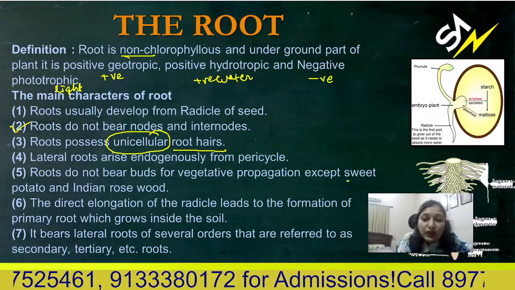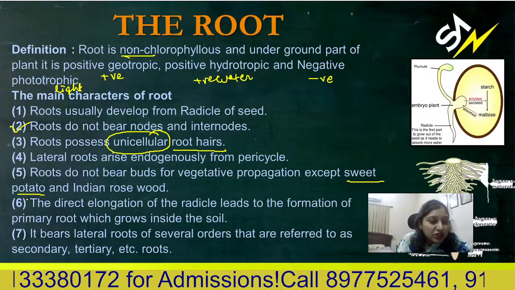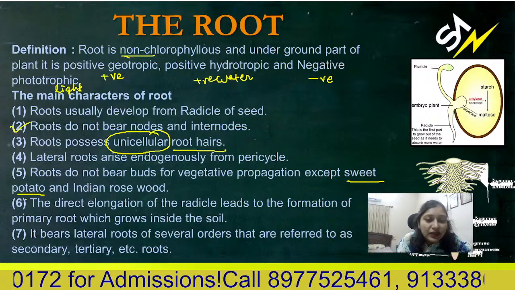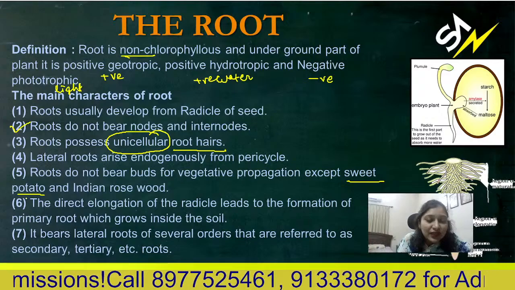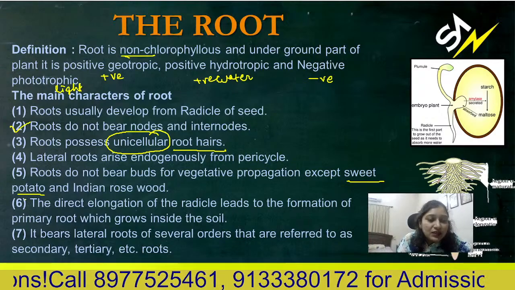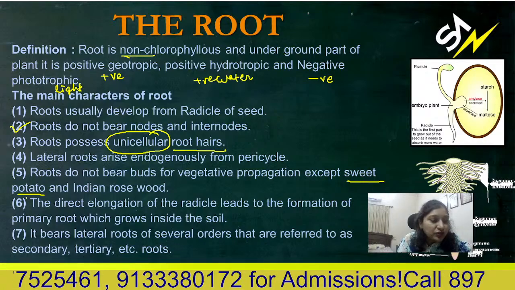In sweet potato, that is not actually a taproot, it is an adventitious root. The direct elongation of the radicle leads to formation of the primary root, which grows inside the soil. It bears lateral roots of several orders that are referred to as secondary or tertiary roots.